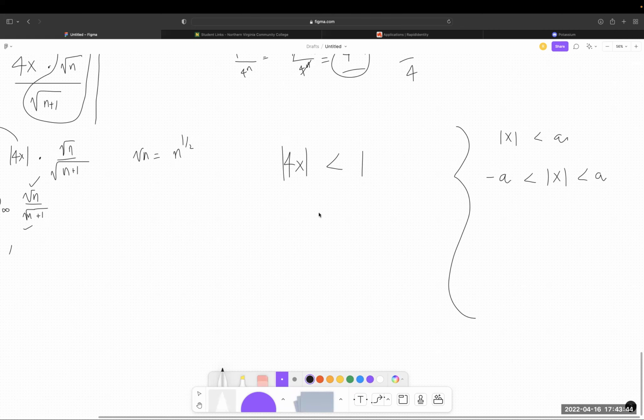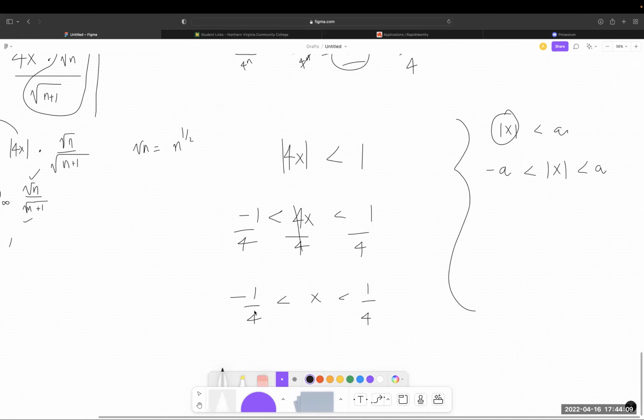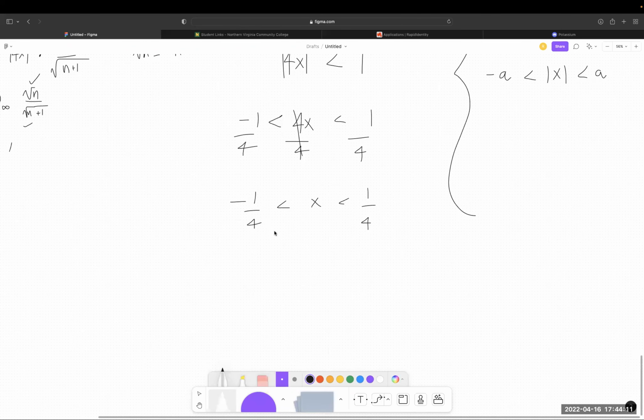In this case, our x is actually 4x, right? The absolute value. So we sandwich that guy between the positive version and the negative version, and we solve for the x. So we will do that now. How can we solve for the x? Let's divide everything by 4. Okay, so that means negative 1 over 4 less than x less than 1 over 4. And so this is the same thing as saying this.